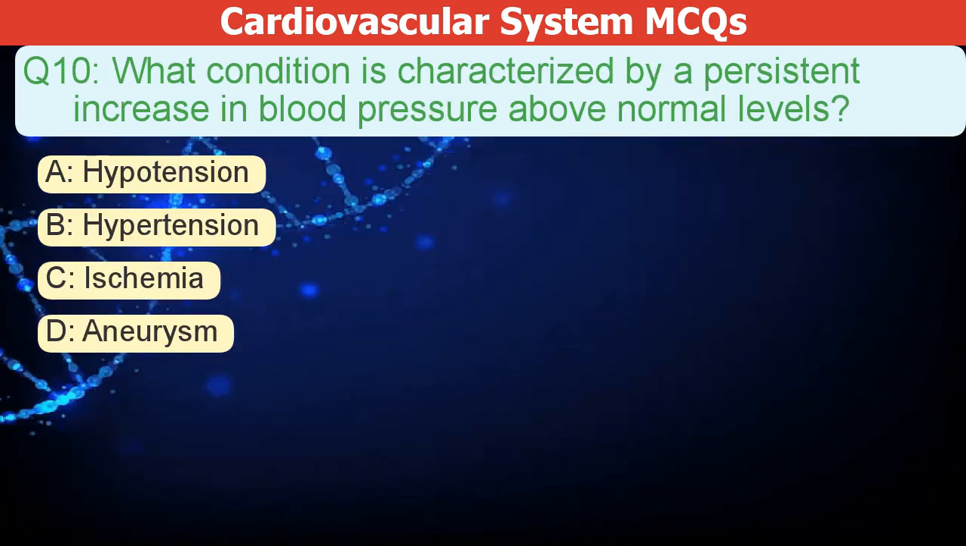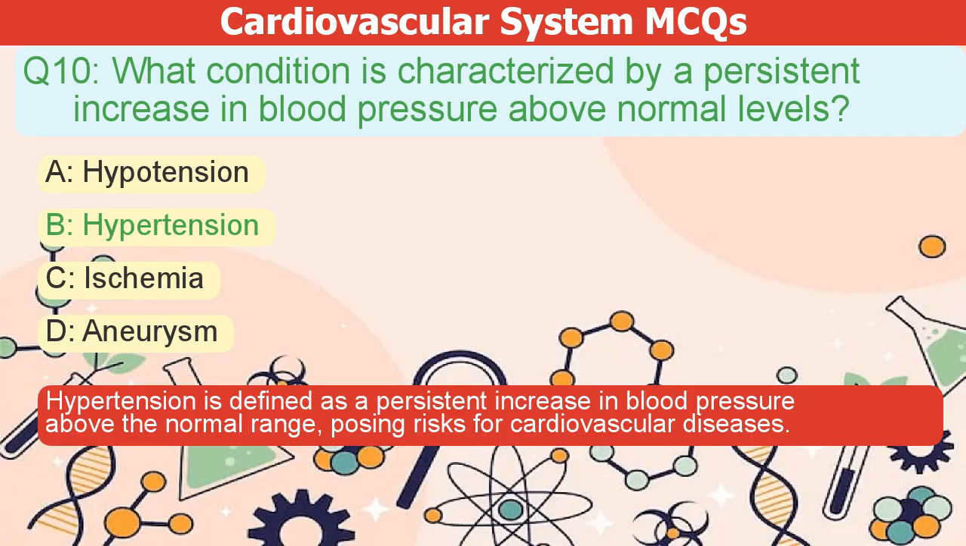What condition is characterized by a persistent increase in blood pressure above normal levels? A. Hypotension. B. Hypertension. C. Ischemia. D. Aneurysm. The correct answer is B. Hypertension is defined as a persistent increase in blood pressure above the normal range, posing risks for cardiovascular diseases.